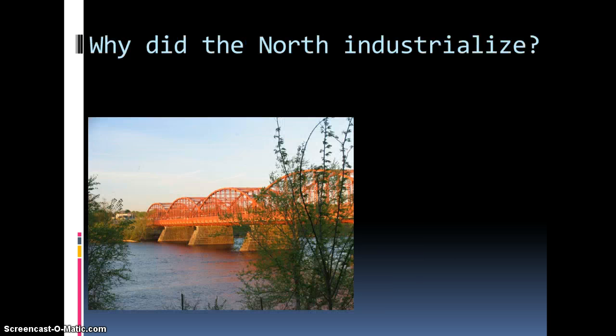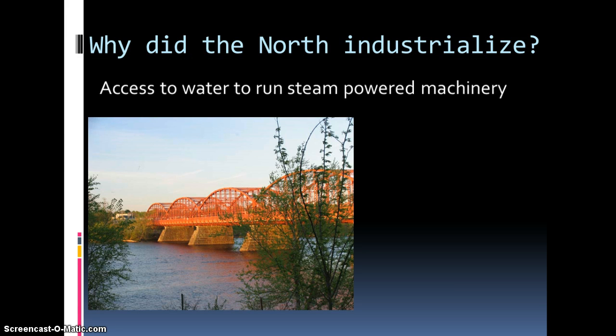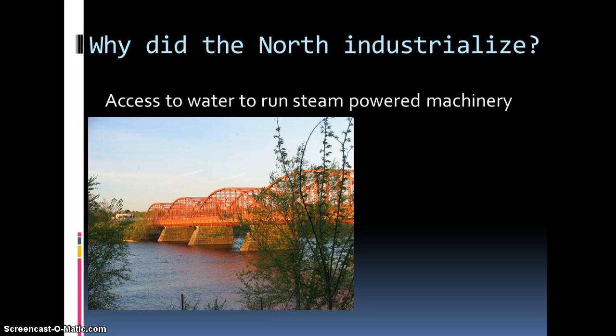Why did the North industrialize? They had plenty of access to water to run steam-powered machinery. If you have steam-powered machinery, you have to have running water, like a river or stream. Now the South had that too, but they were more interested in using their water to irrigate their crops and their fields.